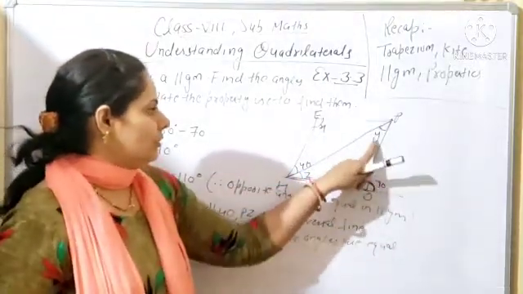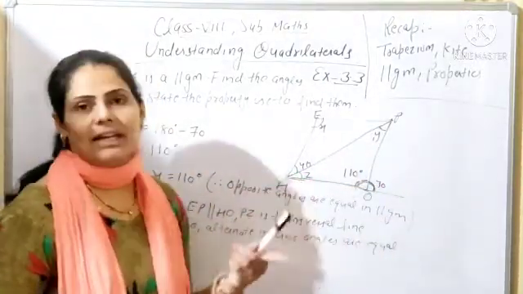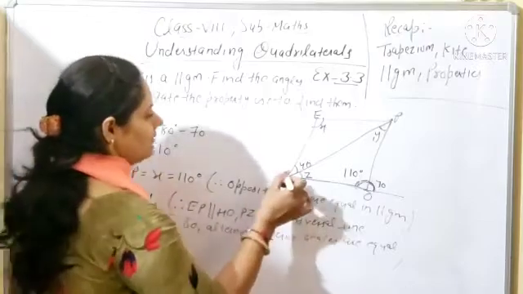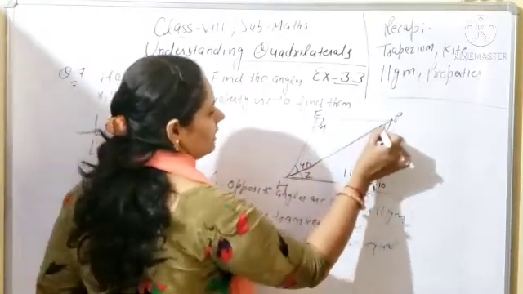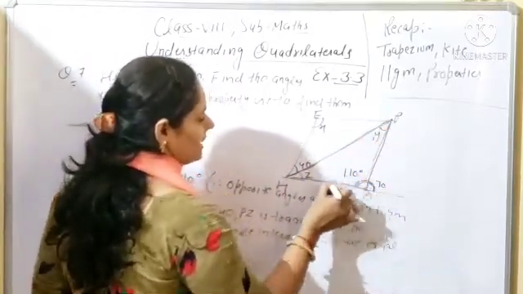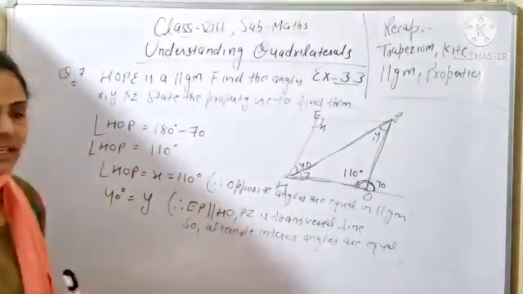Now this angle you know, this one you know, so you can find Z. This is a triangle, you can see this one is a triangle, and the sum of all the angles of a triangle will be equal to 180 degrees.